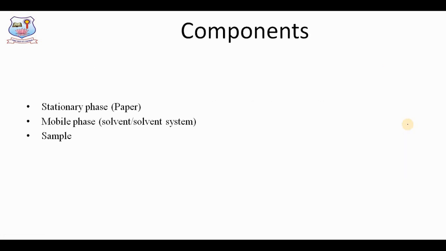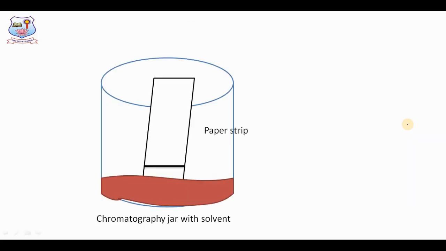So what are all the components? Sometimes the question may be like this: list the components of paper chromatography. In such a case, you have to write there are three basic components of paper chromatography. They are the stationary phase, the mobile phase, and the sample you are using to separate. Right? These are all the components.